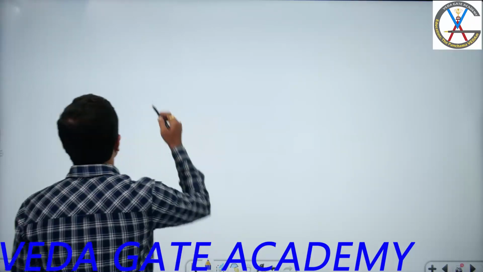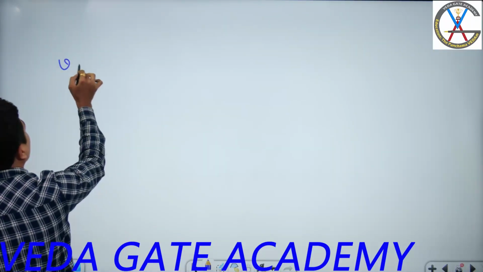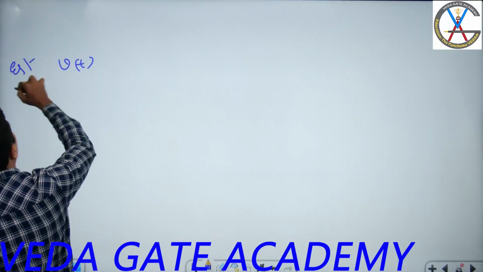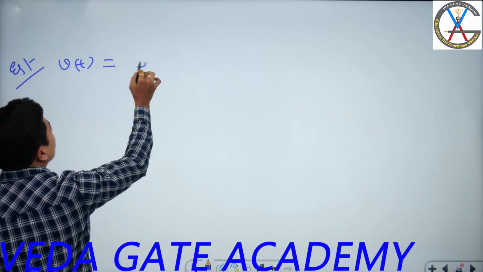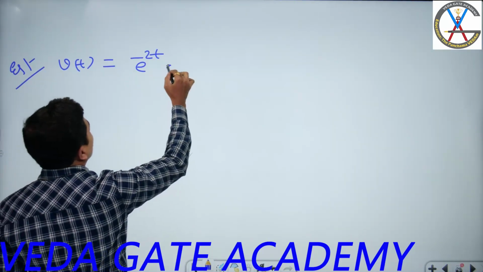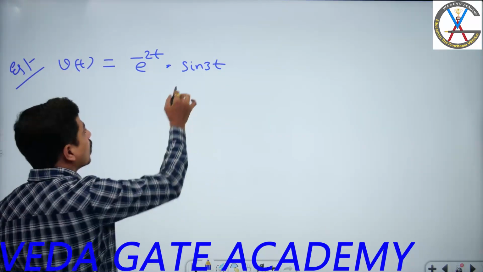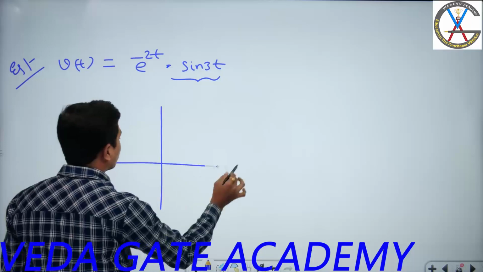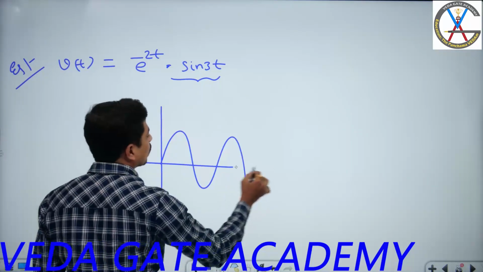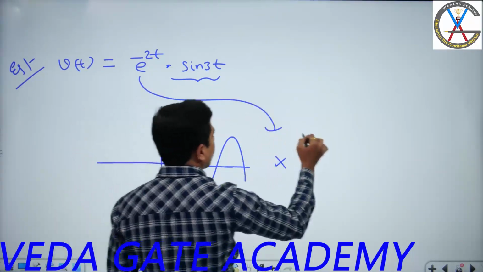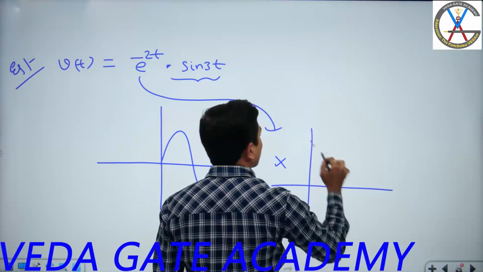Come on here. What is the significance of sigma? If you observe, if I take an example, v of t is equal to e power minus 2t into sine 3t. Now let me draw its graph once again. What is the graph of sine 3t? I am drawing the graph of sine 3t alone. Sine 3t will be like this. Into what is the graph of this e power minus 2t? The e power minus 2t graph is this one.